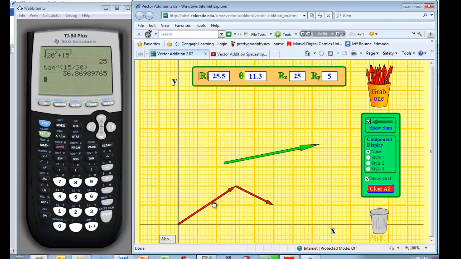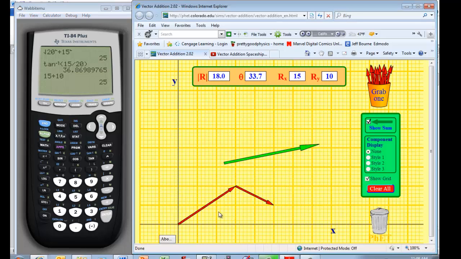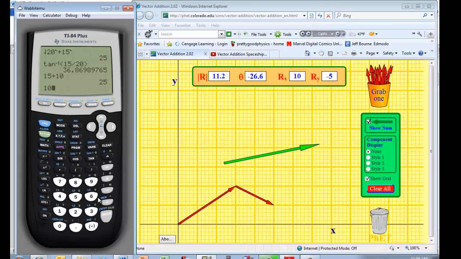Well, here's how we do it. We come back to this one: 15 on the x, 10 on the y. Let's just focus on the x for a minute. 15 on the x for this one, 10 on the x for this one. So the resultant would be 25 along the x. For the y, this one is 10 up, but this one is 5 down. So I've got 10 minus 5.